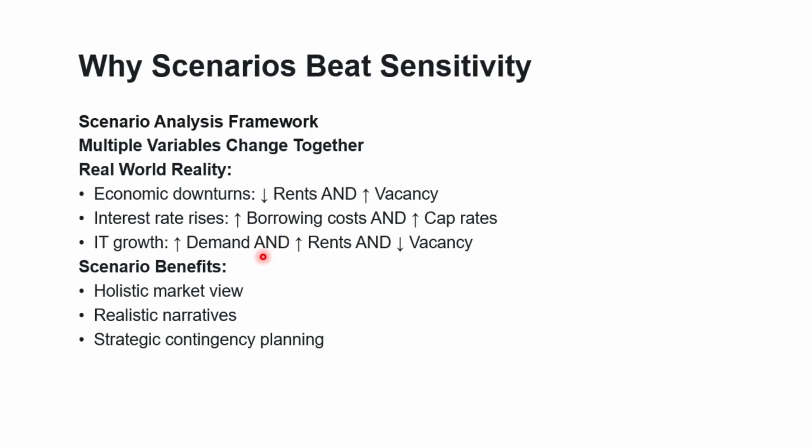So consider a real world example. During economic downturns, rent declines and vacancy increases simultaneously. When interest rates rise, borrowing cost and exit cap rates typically rise, right? So borrowing cost is increasing and exit cap is also typically rising. Then during IT sector growth, demand increases, rent rises and vacancy falls, all happening together.